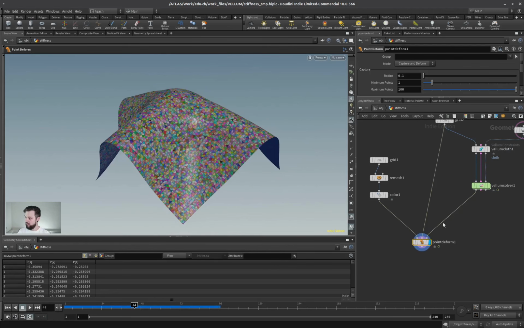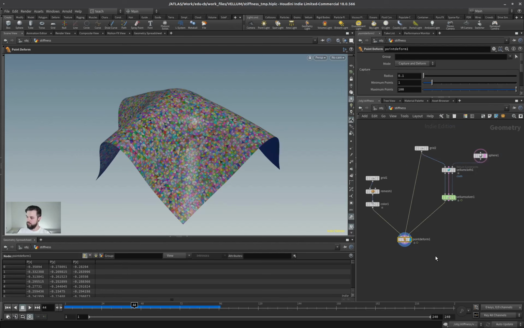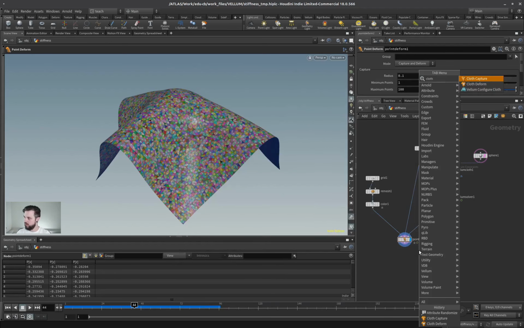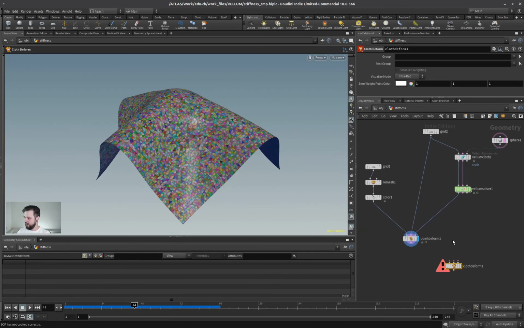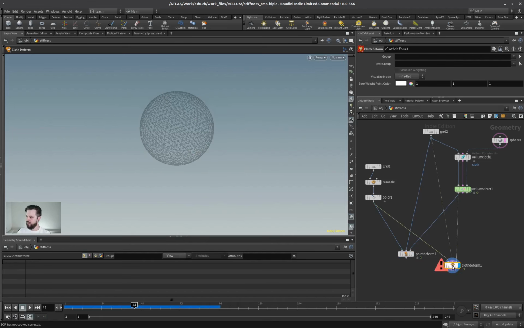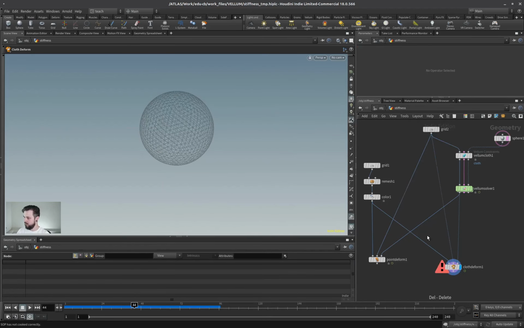Now the thing is, the pointdeform, since we already know that, is an absolutely legitimate approach for this. There's also actually a built-in very similar approach purely for Vellum, and that is called cloth deform. And as you can see, it has 3 inputs. And at first glance, it seems like it works the same way because it has the exact same inputs as the pointdeform. So let's quickly put in all the stuff, and it complains. It can't work just like that because it needs to work in combination with another node called cloth capture.